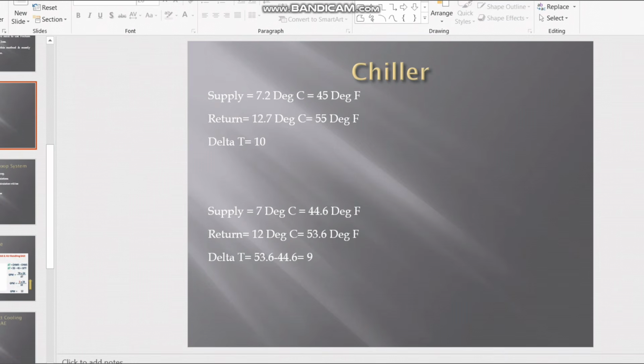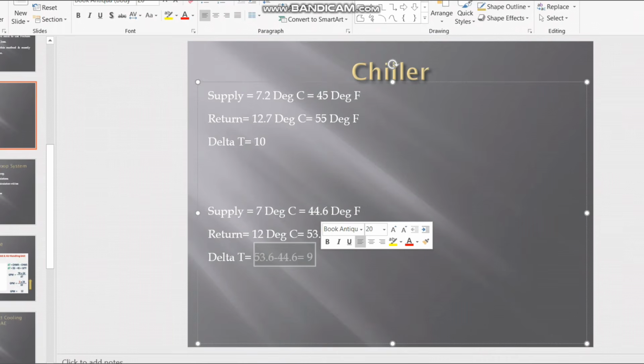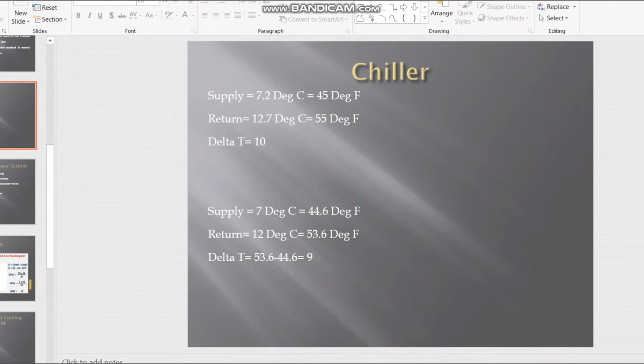Similarly, if you go to an air cooled chiller or water cooled chiller, for example, the supply 7.2 degrees Celsius is 45, and return 12.7 is 55 degrees Fahrenheit. The delta T will be 10 degrees Fahrenheit. Similarly, you can have different delta T, like 7 degrees Celsius to 12 degrees Celsius, the delta T will be 9. And if you go to a data center chiller, the supply can be 15 and return 20 degrees Celsius. So different delta T will come based on the application.